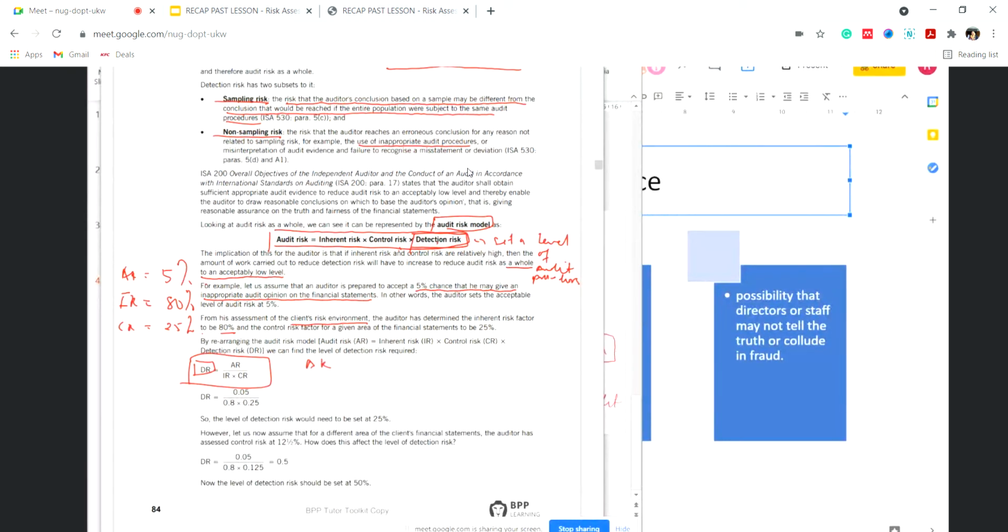Audit risk equals inherent risk times control risk times detection risk. Inherent risk and control risk, you have to read in one statement, because it is a combination, the risk on the financial statement. So now you have to find detection risk. So you change the formula. Detection risk equals audit risk divided by inherent risk times control risk. So now you get your detection risk at 25%.